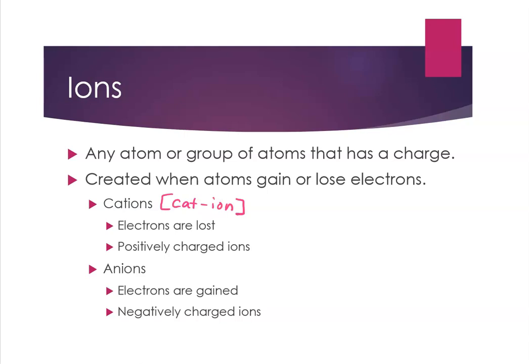Since electrons are negatively charged, if we're losing negative charge, then our ion is going to end up with a positive charge. Whenever we have a negative ion, that is called an anion, not an anion, anion. An anion occurs when electrons are gained by an atom. Electrons, again, are negative, so if you add negative charge, then our ion becomes negatively charged. So positive ions are cations, negative ions are anions.